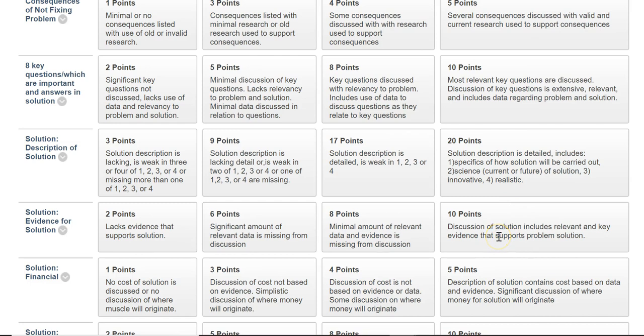The next section is evidence for the solution. So discuss the solution and whether it's relevant and the key evidence that supports the problem solution. So have people done things other places that have worked? Is there science out there that states that this solution could possibly work for the problem that you are going over?